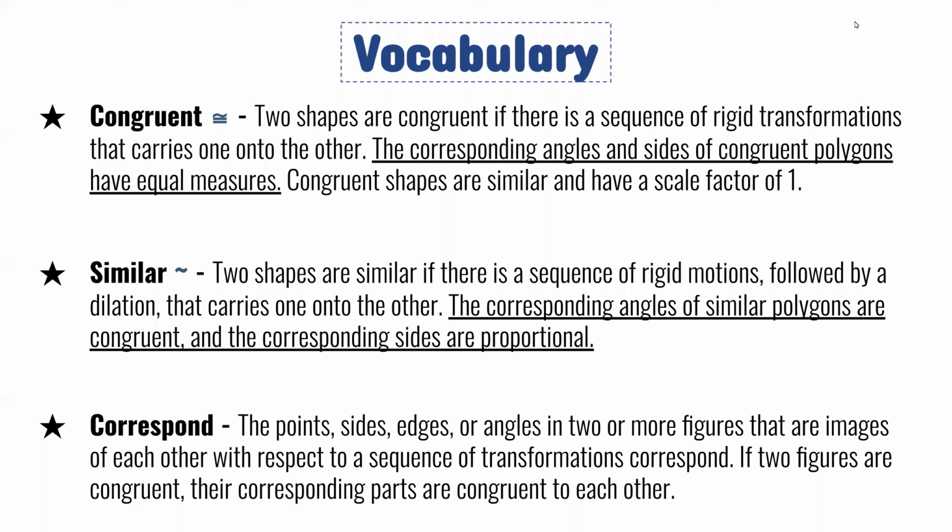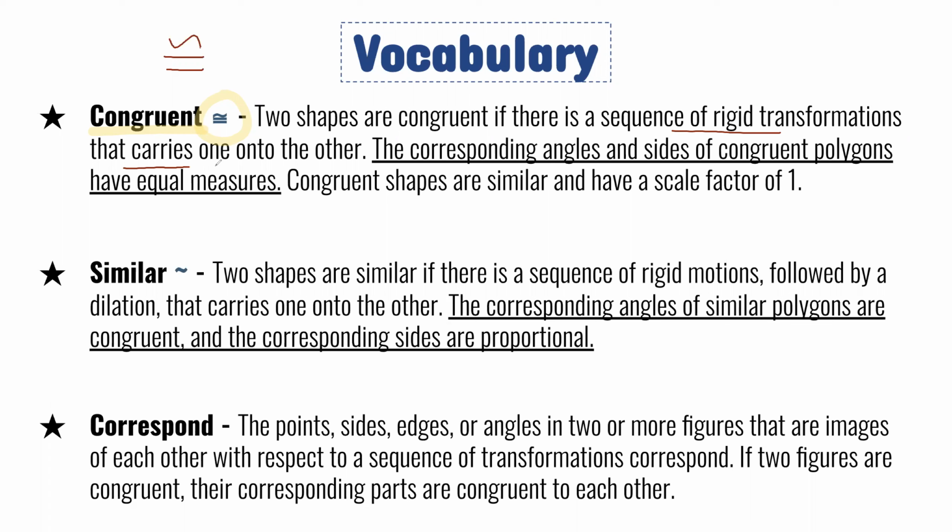So to go over some vocabulary, let me go ahead and start highlighting these things. Congruent is a huge word, and that is the symbol for congruent. It is just an equal sign with a squiggly line on top of it, okay? So congruent is when 2 shapes have a sequence of rigid transformations that carries one onto the other. The corresponding angles and sides of congruent polygons have equal measures, and congruent shapes are similar and have a scale factor of 1.